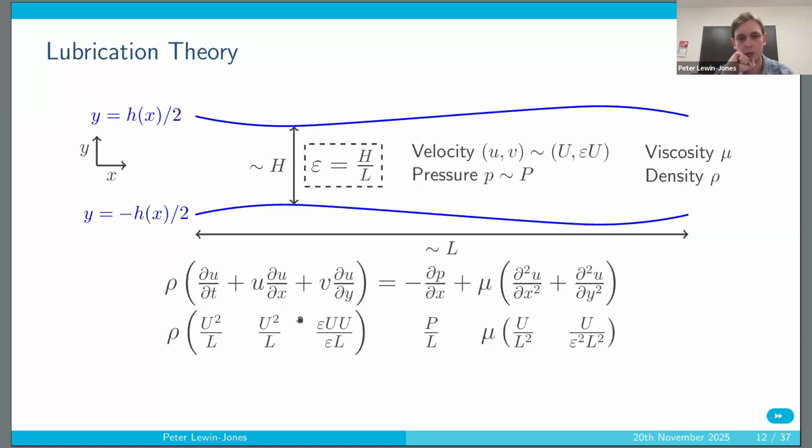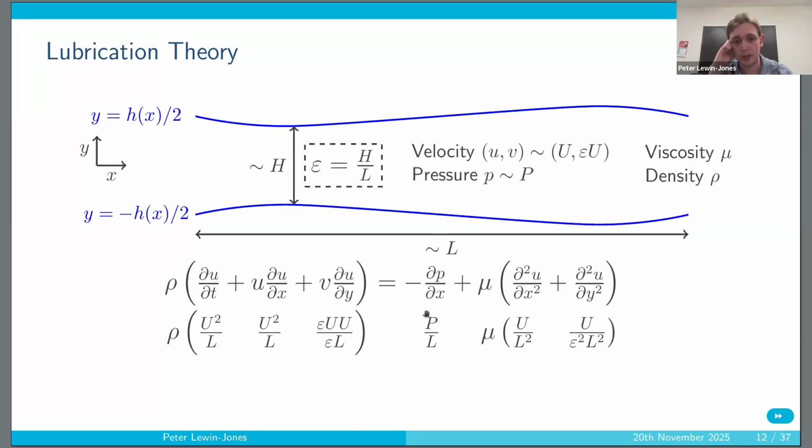I can do the same thing to all the different components in my equation, where my y coordinate, my vertical coordinate, I'm assuming scales like epsilon times this length scale. If I look at all the components in my equation, I can see that this term, the second derivative of u with respect to y, scales like 1 over epsilon squared, so that when epsilon is small, this term is much, much bigger than all the other terms in my equation.